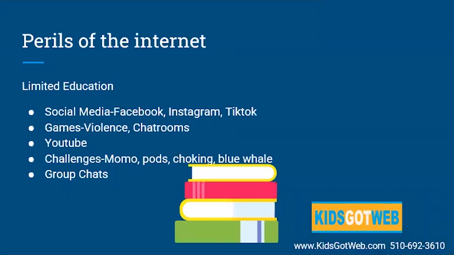So some of the biggest perils of the internet is limited education. Limited education as far as the kids knowing what they can and can't do, and limited education as far as the parents, the teachers, aunts, uncles, and just not knowing a lot of things that kids can get into online. Social media, that's a big one. We have the Facebooks, Instagrams, TikTok is a phenomenon nowadays with the kids. And really just understanding what is it that your kid is posting? What are they looking at when they're online? Kind of getting in their business.